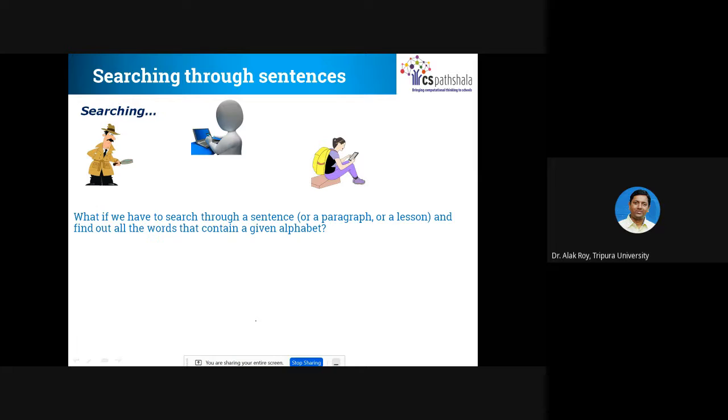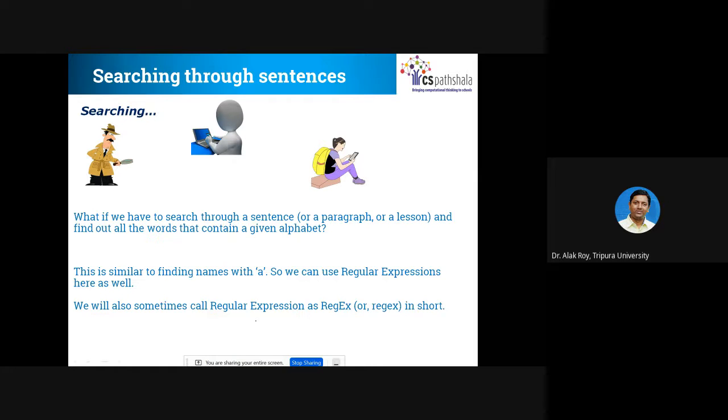So in searching through a sentence, what if we have to search a sentence and find out all the words that contain a given alphabet? This is similar to finding names with A, so we can use regular expressions here as well. We will also sometimes call regular expression regex.